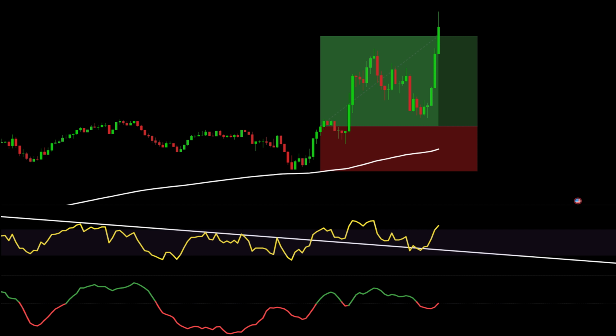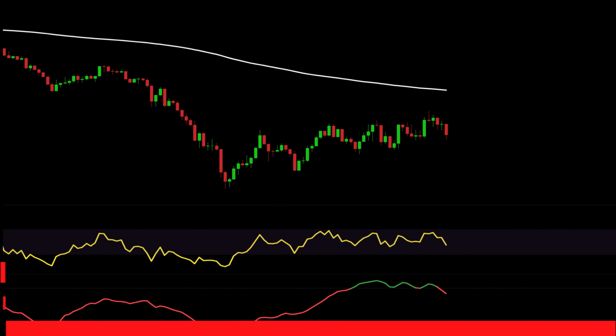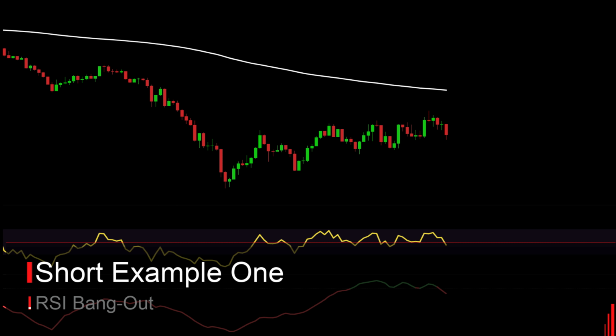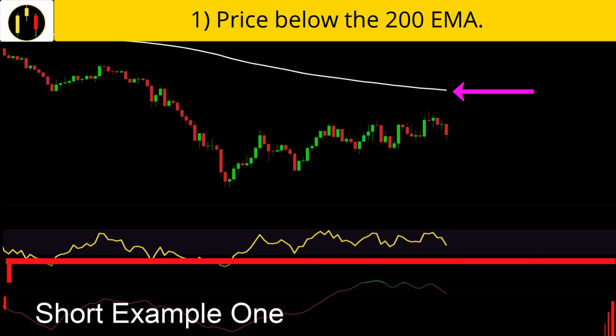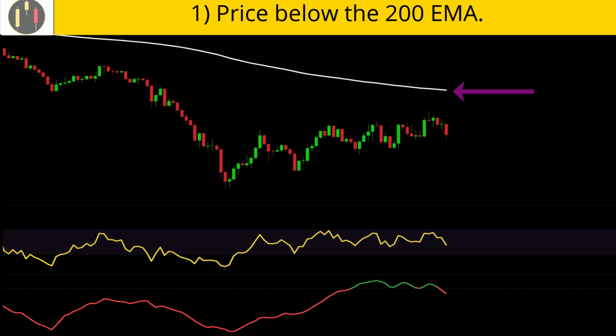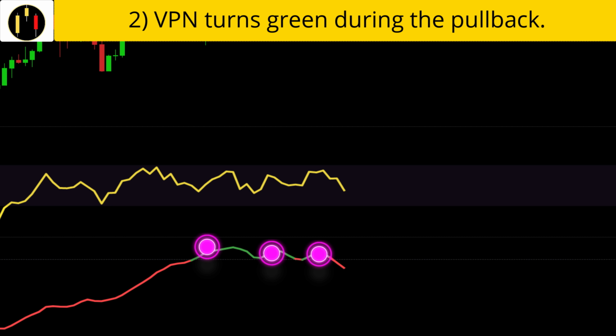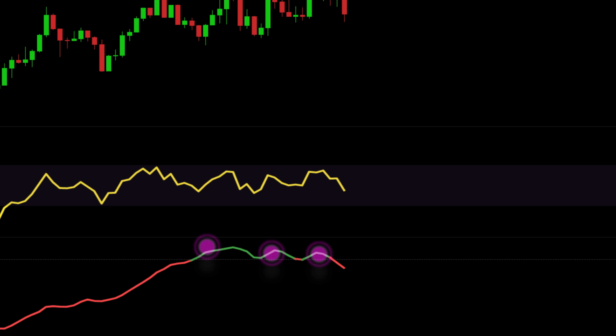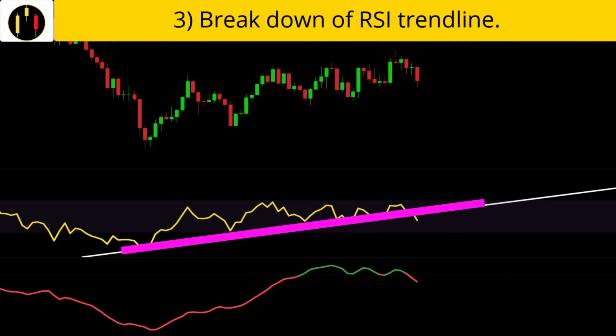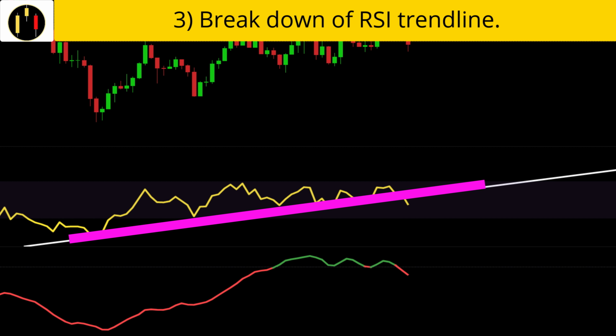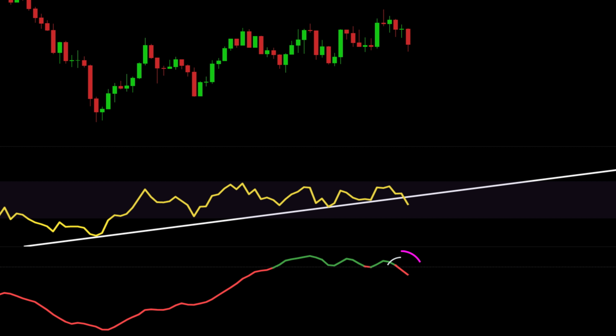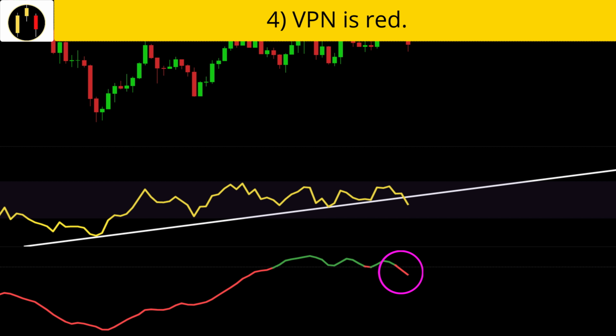Now we flip to shorts. This is what I would test for shorts. First, we can see price is below the 200 EMA in white. Second, the volume positive negative indicator turns green during the pullback. Then comes the subjective part. We draw a trend line on the RSI indicator and wait for a break of that line in the direction of the main trend. Finally, the VPN turns red.